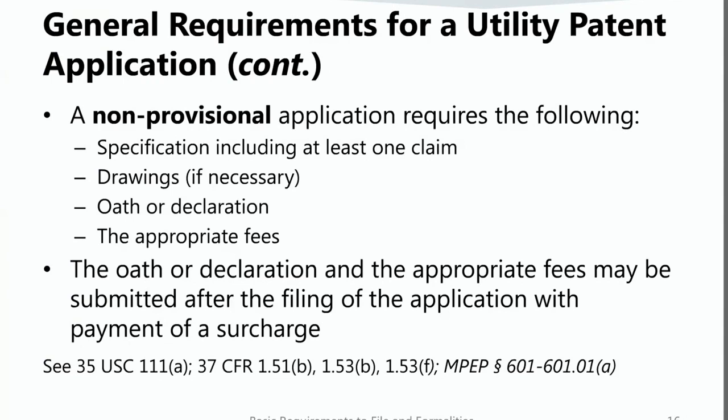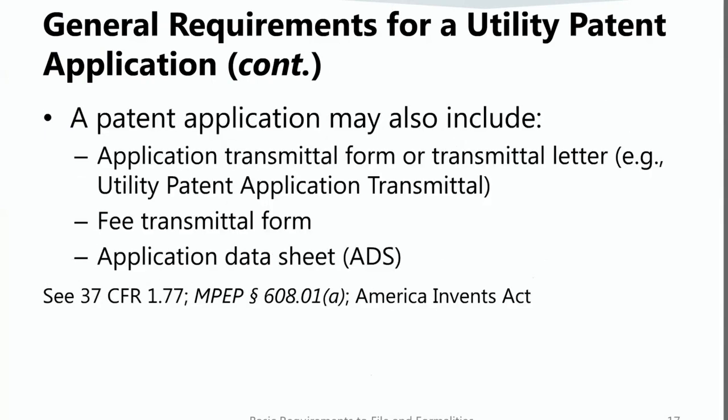Applications filed on or after September 16, 2012, will be forwarded for examination even if lacking the inventor's oath or declaration, provided that a compliant application data sheet is filed. A patent application may also include the elements listed on this slide. The requirements of an application data sheet, or ADS, will be covered later in this module.